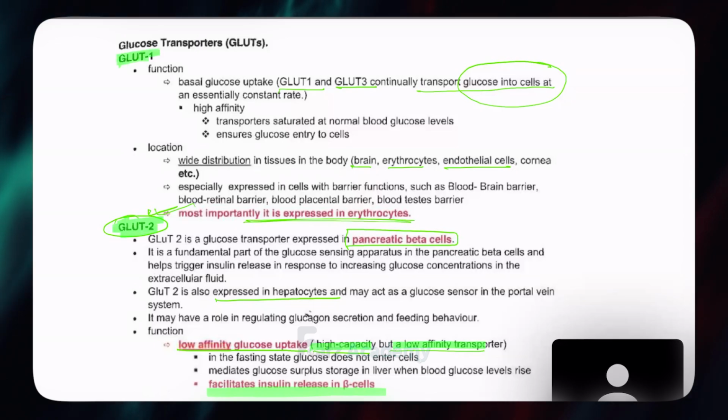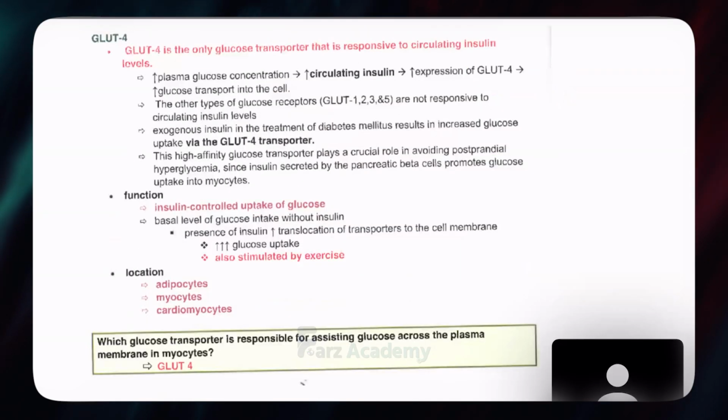GLUT1 is widely distributed, mostly in the RBCs. GLUT1 and GLUT3 transport glucose into the cells. GLUT3 we already discussed; it is like GLUT1.